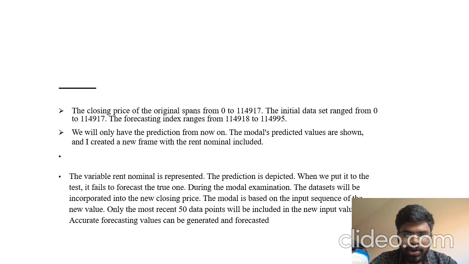The model's predicted values are shown, and I created a new frame with the rent nominal included. The variable rent nominal is represented, and the prediction is depicted. When we put it to the test, it fails to forecast the true values during the model examination. The data sets will be incorporated into the new closing price.